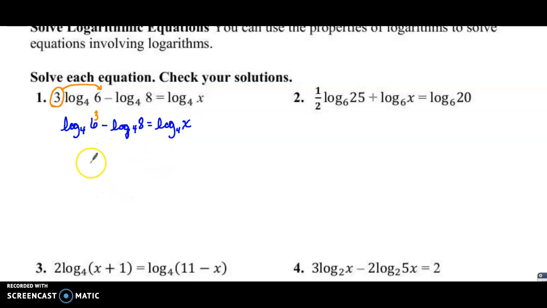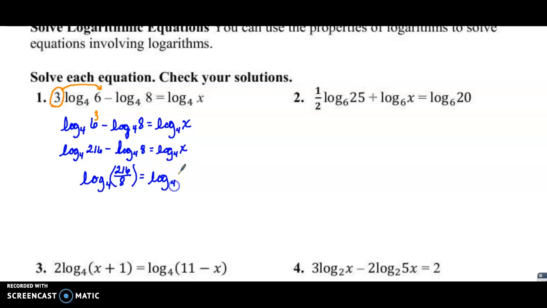So we know 6 to the third, or you could multiply it out on your calculator, that 6 to the third is 216 minus log base 4 of 8 equals log base 4 of x. And so if you recall from yesterday's lesson, when we have the same base and we have a minus, we can put these together. Remember, the minus means division. So log base 4, and it would be 216 divided by 8 is equal to log base 4 of x.